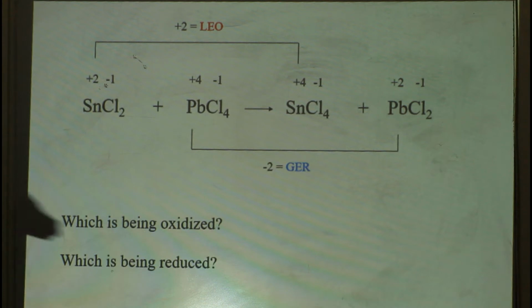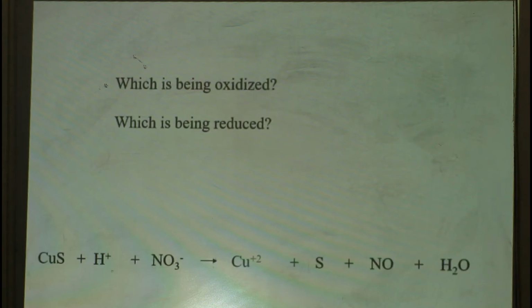Now, when there's no change in oxidation state, such a reaction cannot be considered a redox reaction. So here, which is being oxidized? The tin chloride is being oxidized, whereas the lead tetrachloride is being reduced. Which is being oxidized again here? Let's look at these ones.